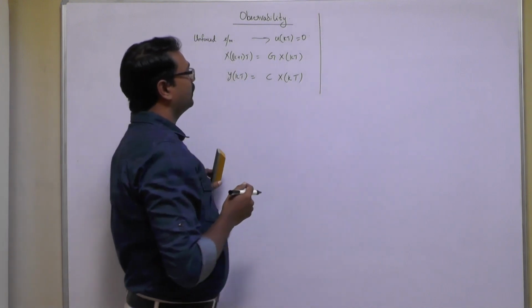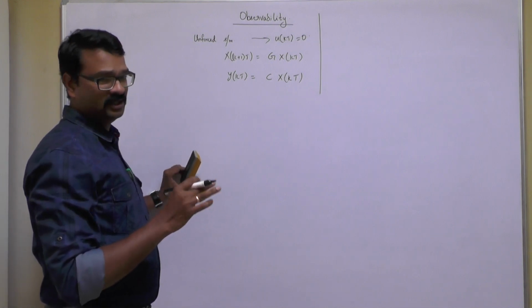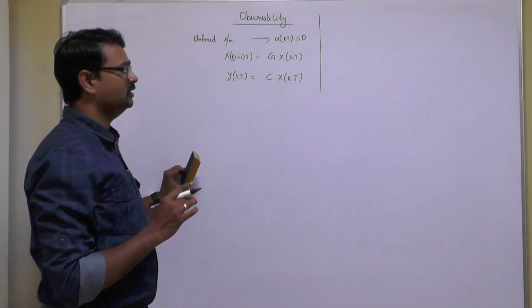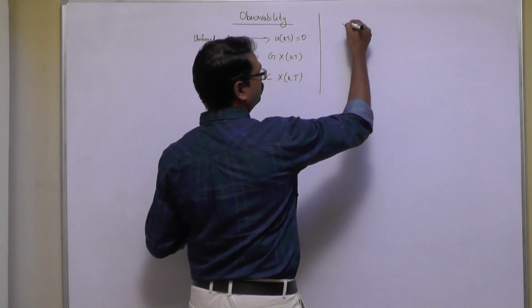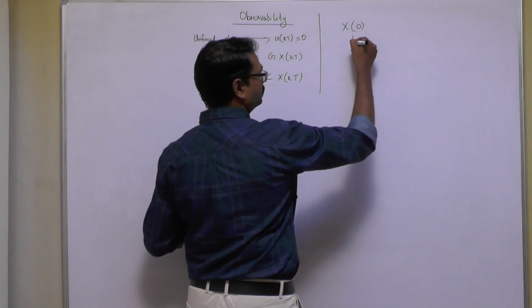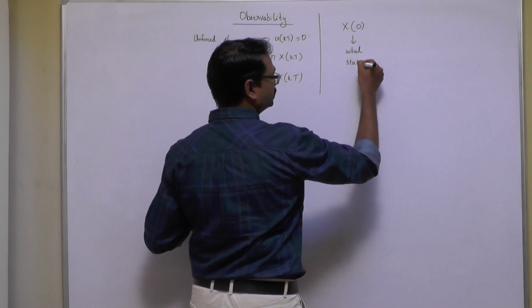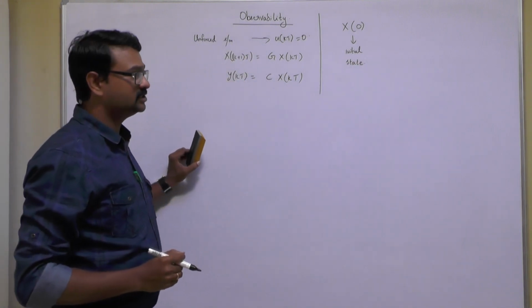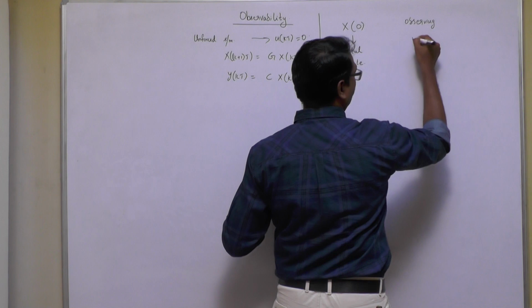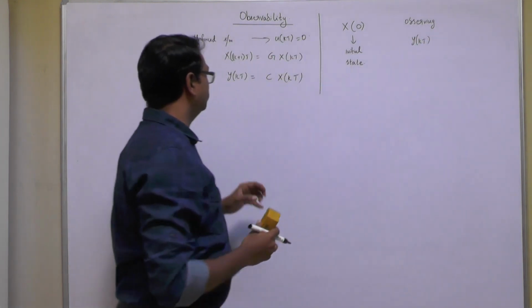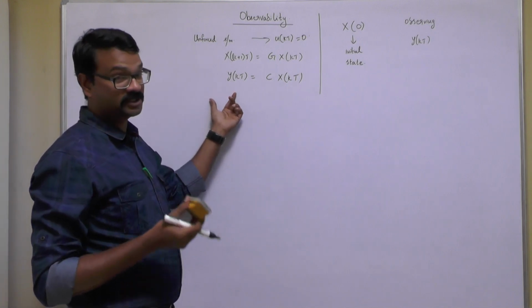observability defines that if it is possible in any linear time invariant discrete time control system, this is in general for both controllability and observability, if it is possible to find out x of 0, the initial state, that is, if it is possible to determine the initial state by observing y of kt. By observing y of kt, is it possible for us to determine the initial state of the system?